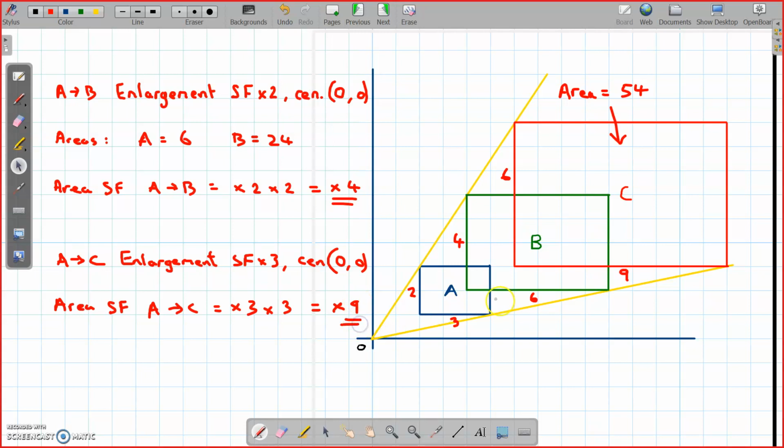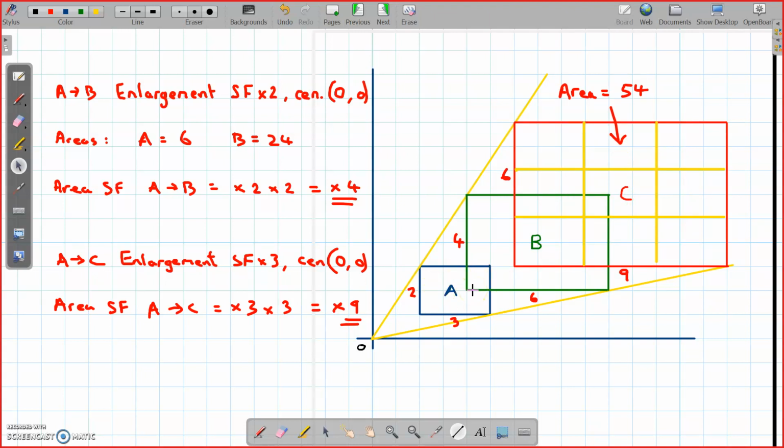Another way of looking at this is you could fit 9 of these A's into shape C, couldn't you? If I just divided shape C up into smaller rectangles, you can see quite easily that there would be 9 of shape A inside shape C. Let's put that one in the right place. Those yellow lines divide this quite convincingly up into 9 of these shape A's.